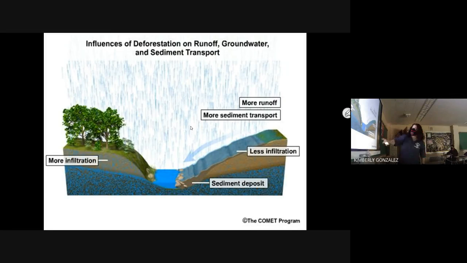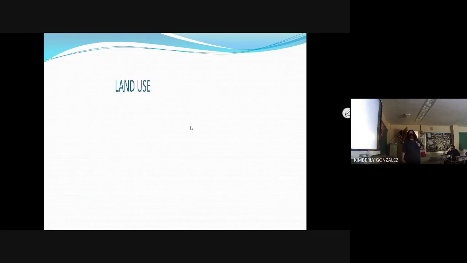Versus on this right side, you're going to have less infiltration because it has nothing to stop it. It's just going to fly towards that stream. So the more vegetation you have, the more infiltration you will have. The less vegetation you have, the less infiltration you have. All right, so let's talk about land use.